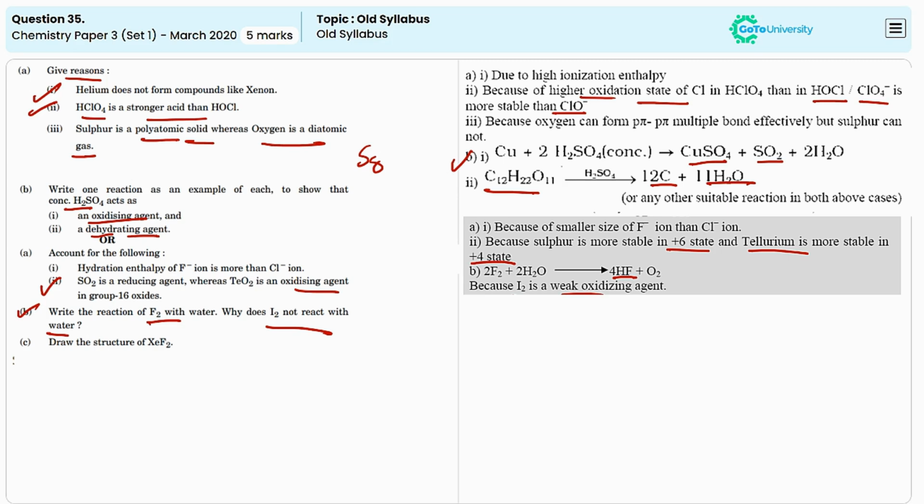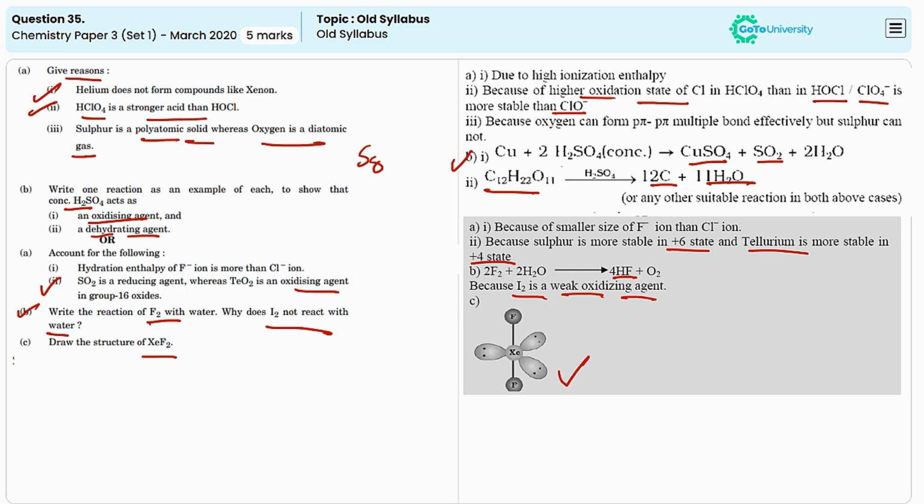In the last question, we have to draw the structure of xenon difluoride, and the structure is linear with 3 lone pairs and 2 bond pairs, and the geometry can be represented as per the given diagram. For each question, you will get 1 mark, so the total mark will be 5.